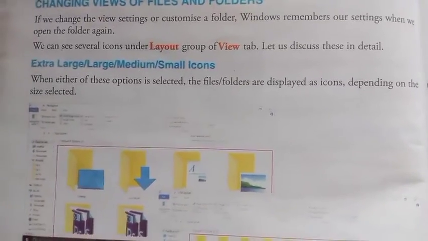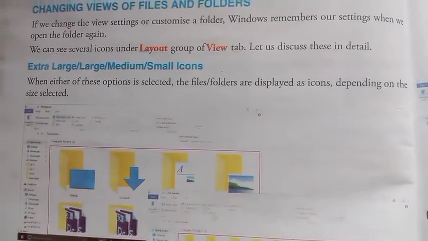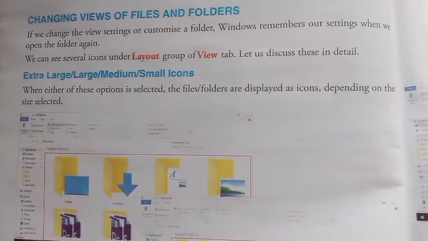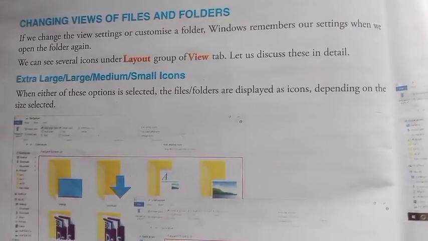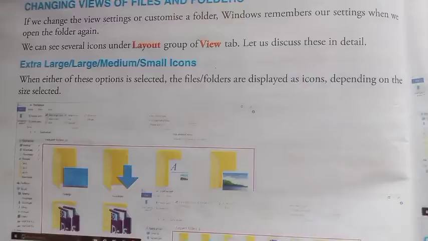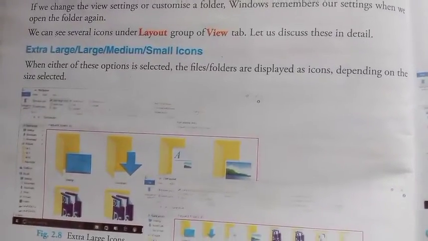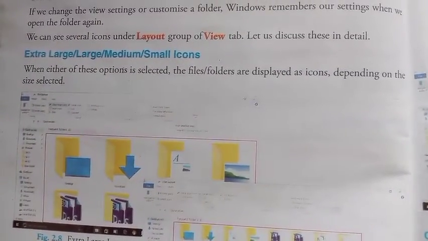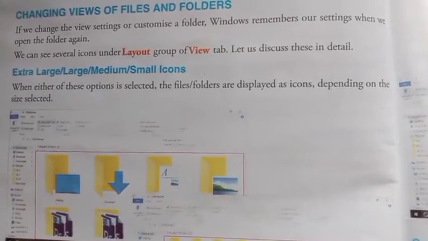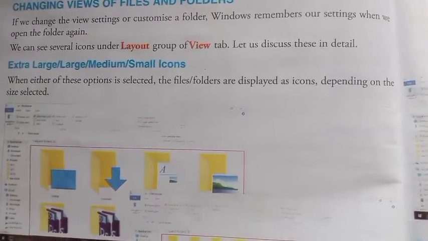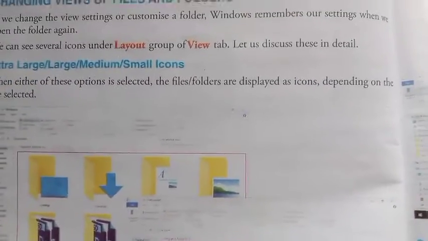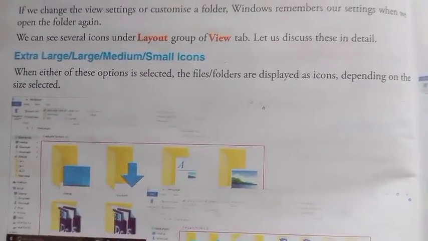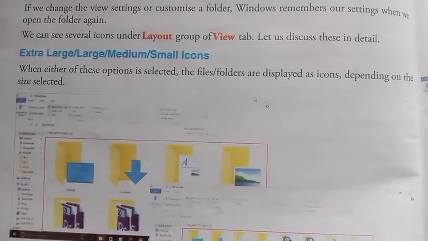It depends on us. If we want to make changes to the size, we can choose large icons, extra large icons, medium icons, or small icons. We just have to select the folders and click on that particular option. Then automatically the icons get changed in their size.